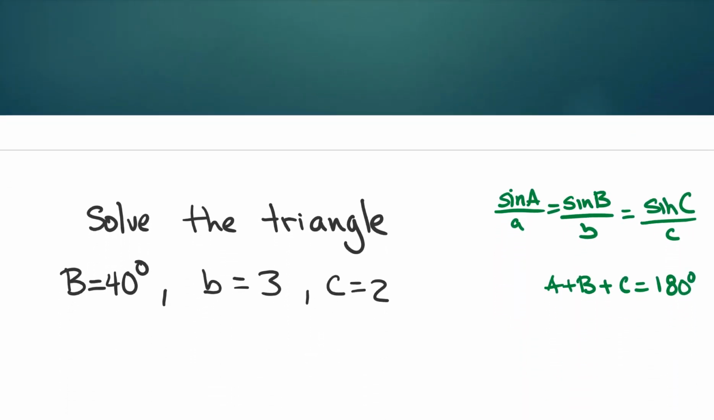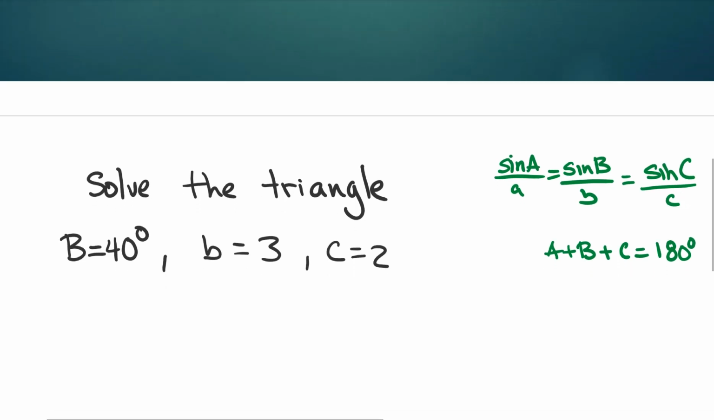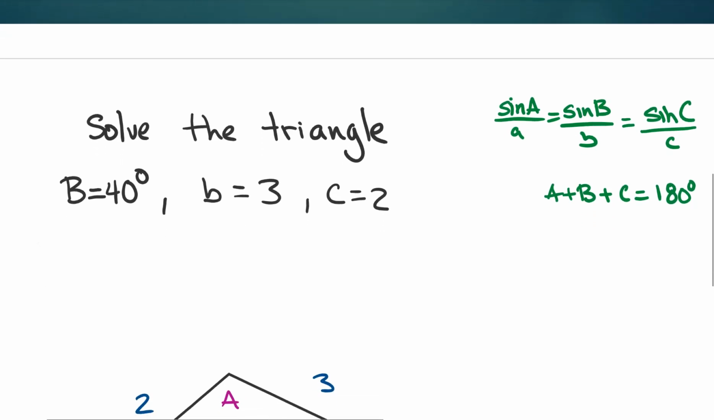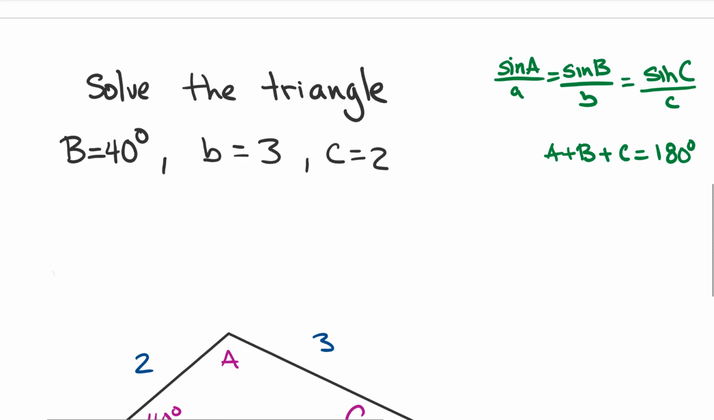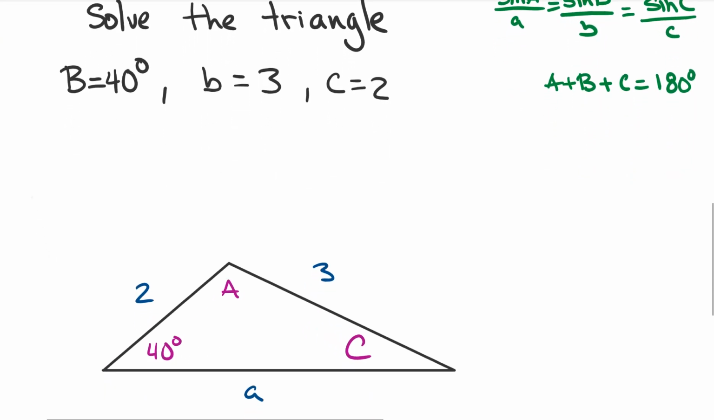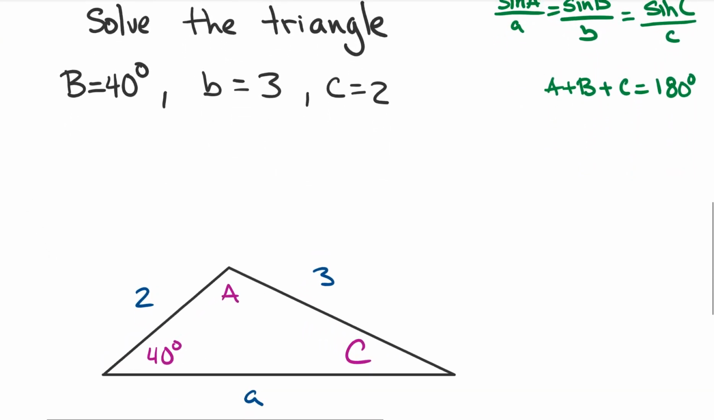Angle B is equal to 40 degrees. Side b is equal to 3. And side c is equal to 2. Maybe those are centimeters. I don't know, maybe give it units. And we get our law of sines up on the side, and that all the angles add up to be 180.